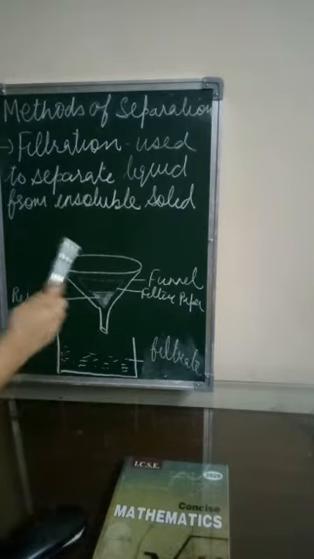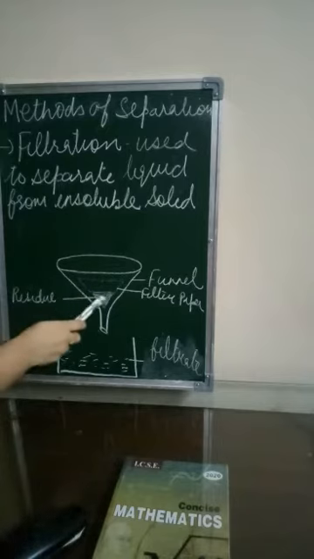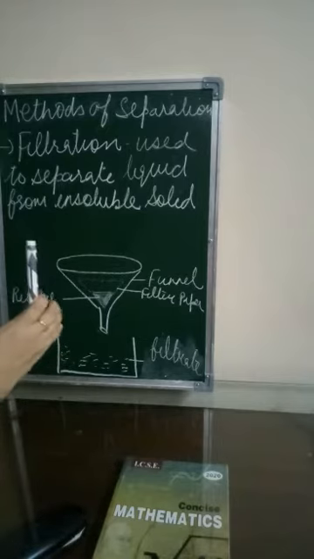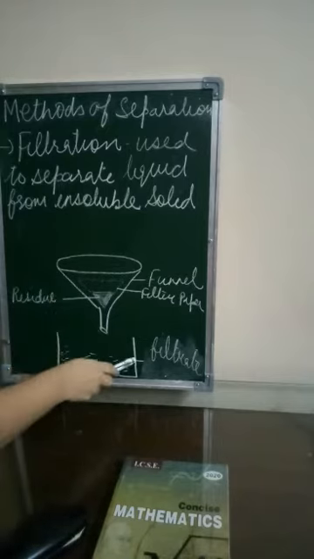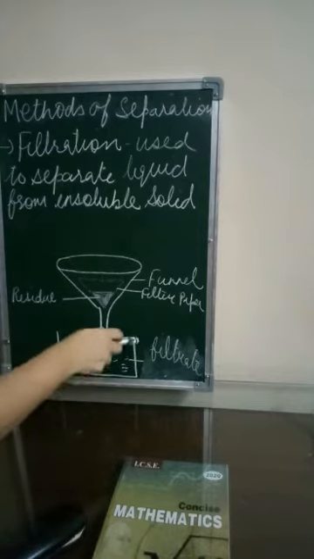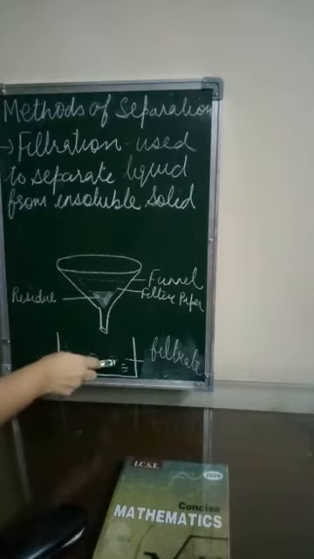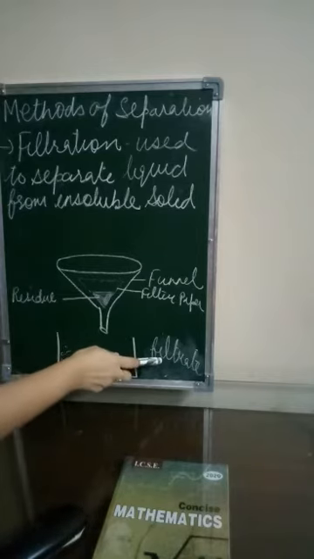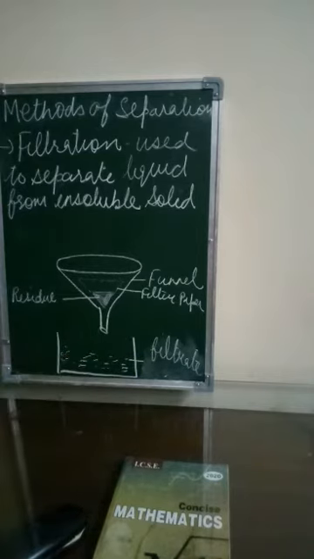The solid that gets collected in the filter paper is named the residue, and the clear solution that I will obtain in another beaker is termed the filtrate. Is that clear to you boys? Now this method is used to separate sand or chalk from water.